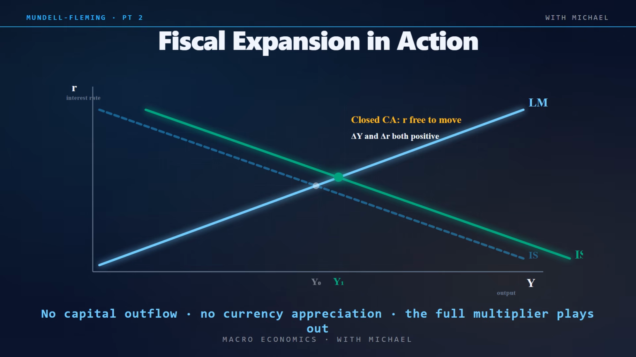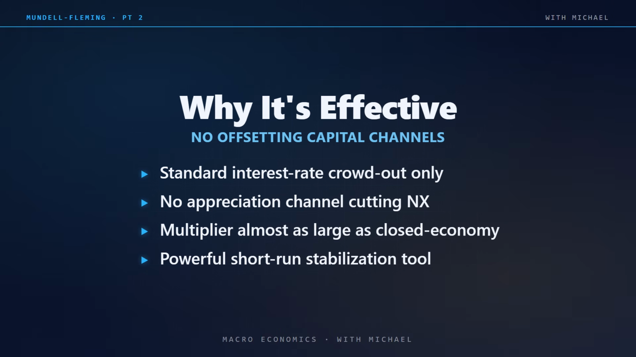The full multiplier effect plays out in the domestic economy. The result is striking. Fiscal policy is very effective under no capital mobility. The expansion doesn't get diluted by capital flows. The crowd-out is limited to the standard closed economy interest rate-induced fall in private investment, not the additional crowd-out from currency appreciation that we see under perfect mobility and a floating exchange rate.